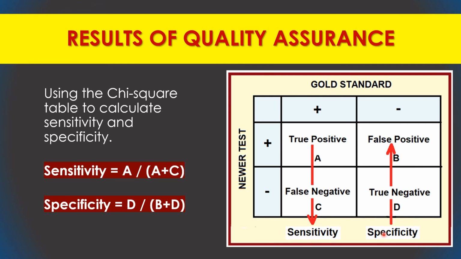All right, guys? So these are here the equations, or the formulas. For sensitivity, you have A divided by A plus C. For specificity, you get D divided by D plus B. Okay. So these are the specificity, sensitivity, positive predictive, negative predictive.